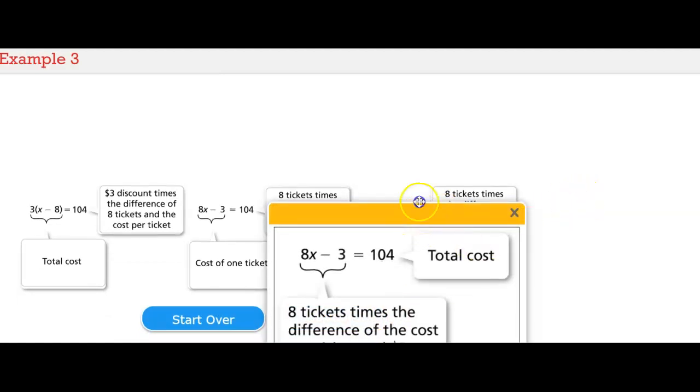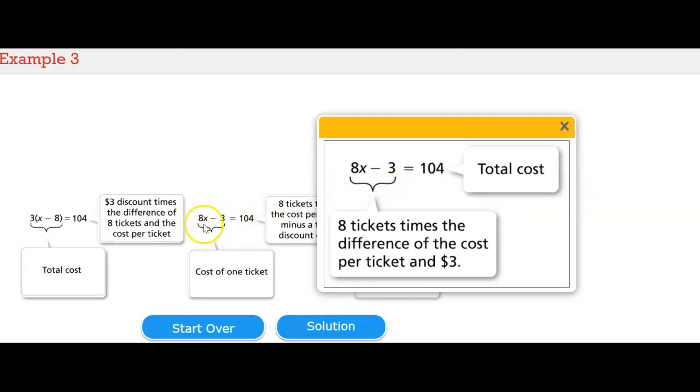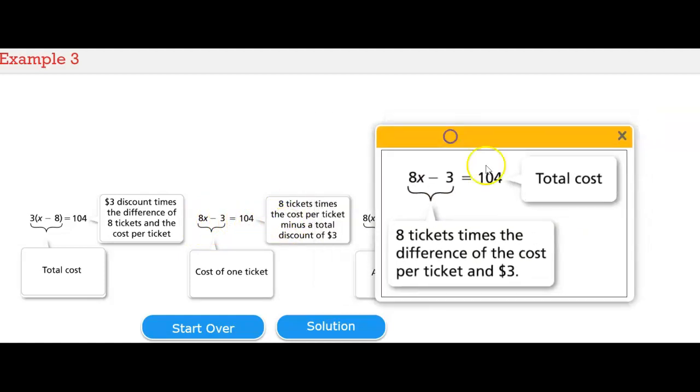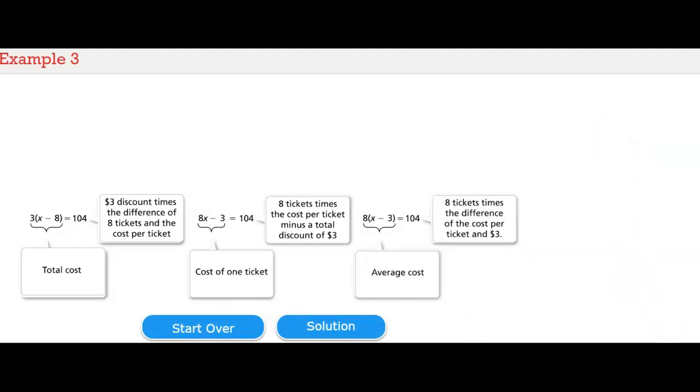I'm wrong. So we have here the 8 times x minus 3 is equal to 104 is the total cost. 8 tickets times the difference of cost per ticket. So this one would be the total cost. I was wrong, and that's okay to be wrong. You just try again. You click start over in your head and do it again. Let's move on to the next question.